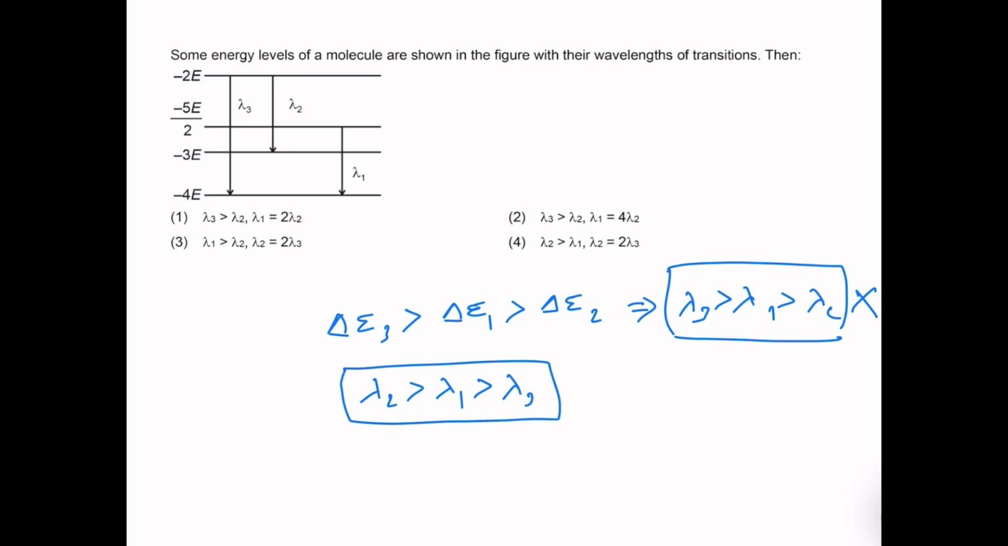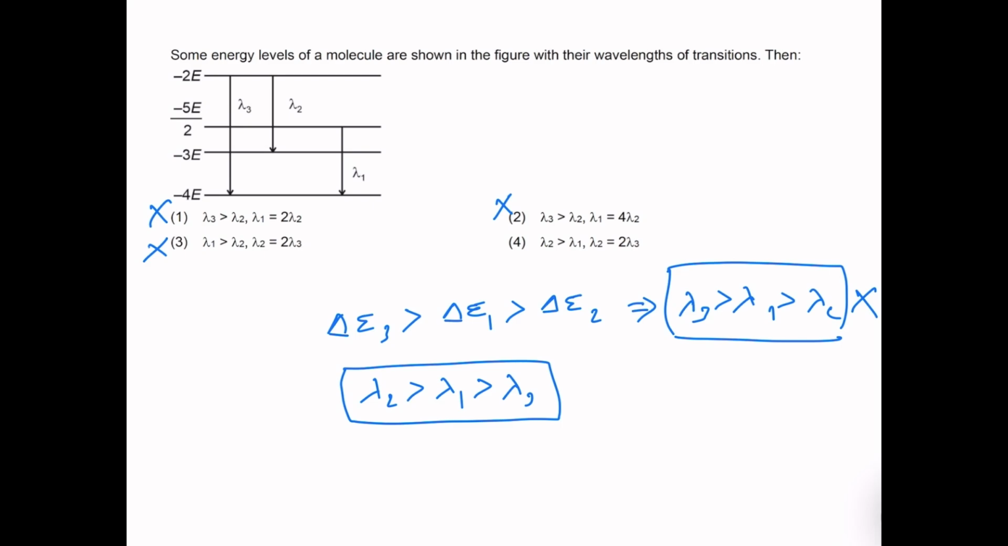So, let us look at the different relationships that are given in the options. Lambda 3 greater than lambda 2, that is given in 1. Is that correct? No. Lambda 1 greater than lambda 2 in option 3. Is that correct? No. In option 2, lambda 3 greater than lambda 2. Is that correct? No. In option 4, lambda 2 greater than lambda 1. Is that correct? Yes.